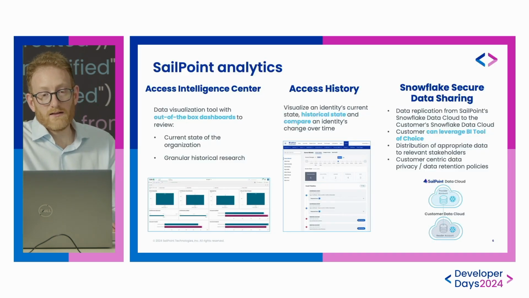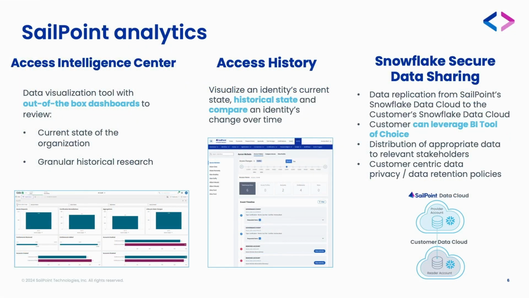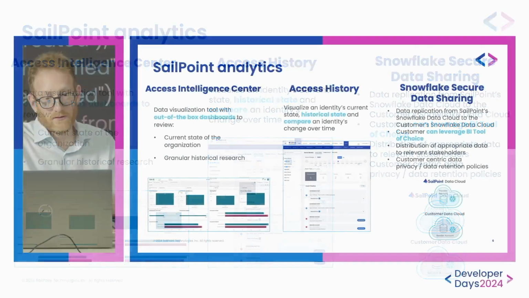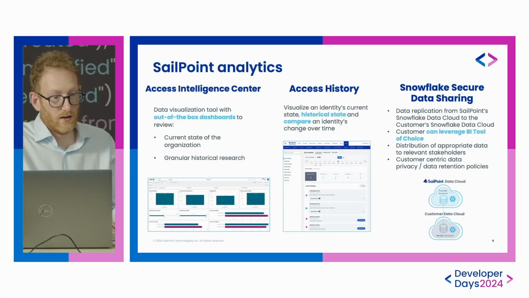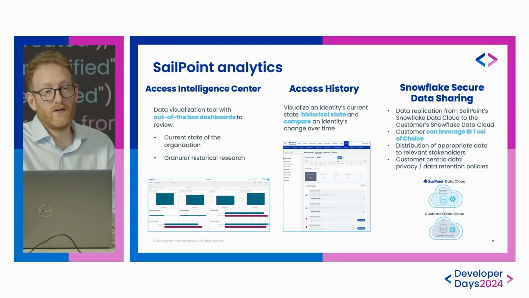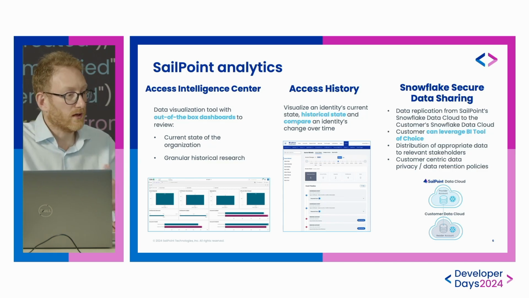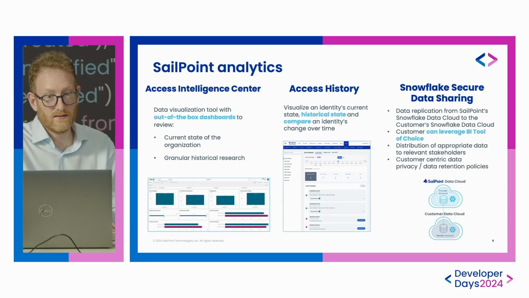So, Cellpoint is already providing some analytics capabilities. As I said, you have today Access Intelligence Center, which allows you to have data visualizations with some out-of-the-box dashboards. So you can review the state of your current organization in terms of identities, number of identities, identities per department, or something like that. Or you may also have some historical data, so you may have some trends. So for instance, you can look over the number of access requests for the last days, the certification items for the last days, etc.